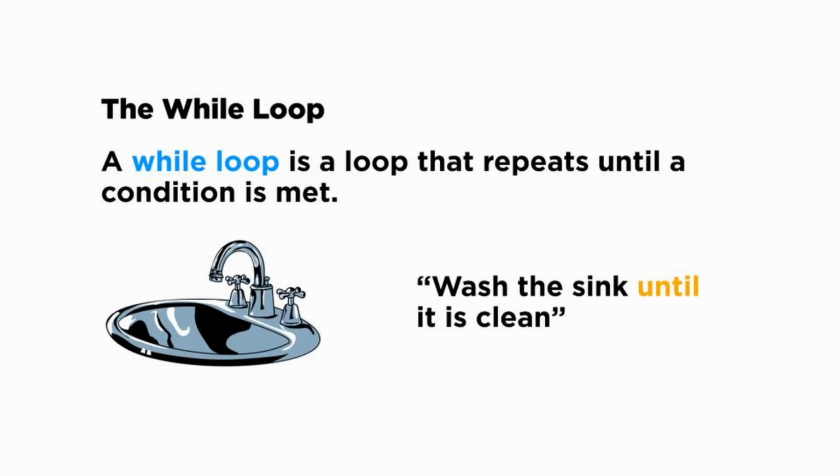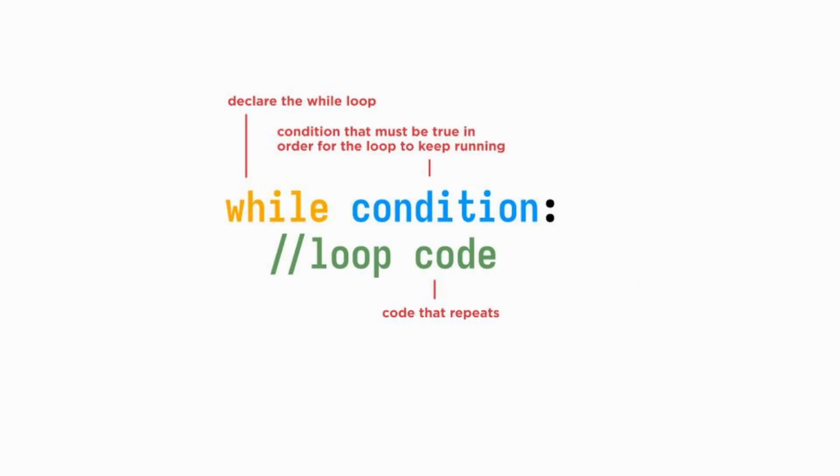Now moving on to while loops. A while loop repeats code until a condition is true. This means it can run a different number of times depending on the situation. In real life, this is like washing a sink until it's clean. You keep repeating the action until the condition changes. To write a while loop, you start with the word while, then write a condition, and add a colon. Underneath, you write the code you want to repeat and indent it. The loop will keep running as long as the condition is true.